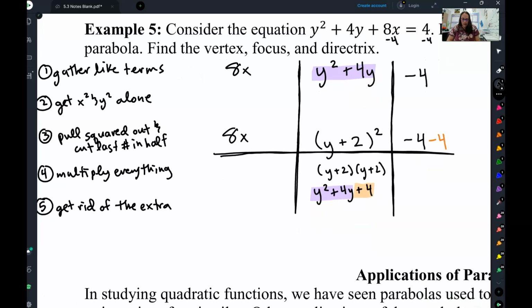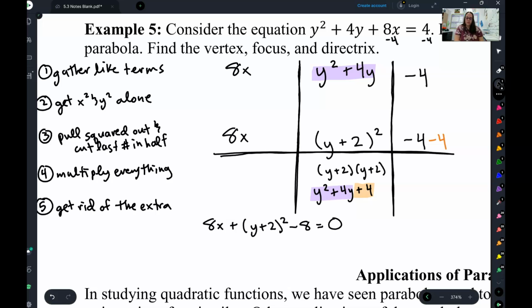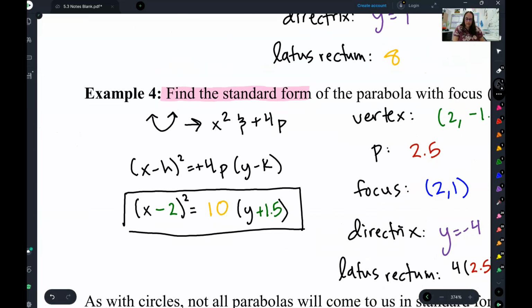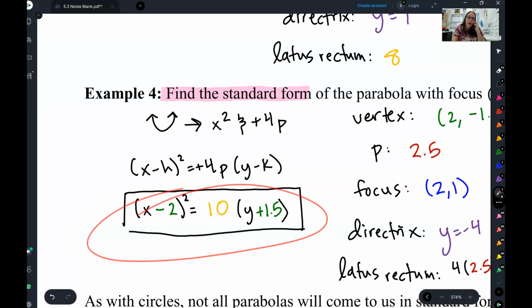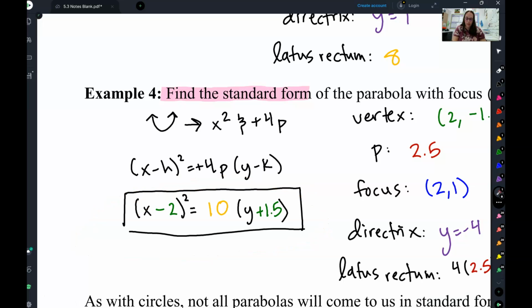So I'm going to rewrite it down here. I have 8x plus y plus 2 squared. And then I have minus 4, which is a minus 8, equals 0. Now remember, at this point, you have completed the square. Check. So the last steps are getting it to look like the equation we're using for this shape. So remember, we want to get it to look like this. That's where I'm heading. I want it to look like my parabola equation.